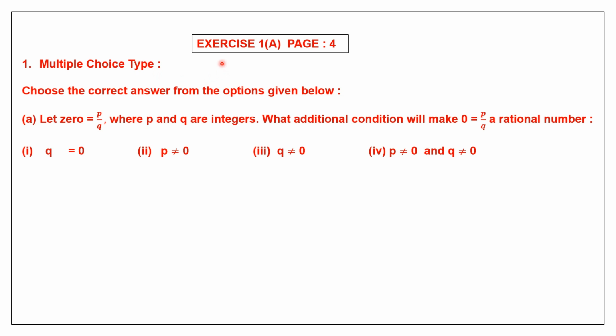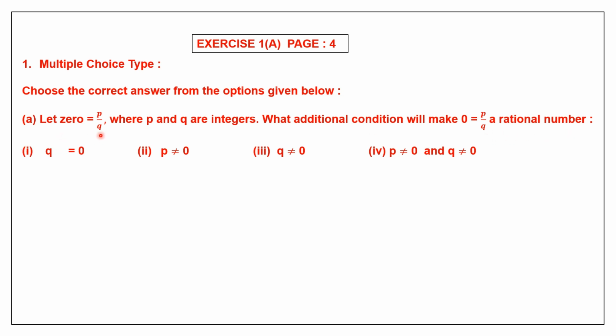So now let's begin the exercise 1A, which is found on page number 4. Question 1 is the multiple choice type. Choose the correct answer from the options given below. Question A. Let 0 be equal to p by q, where p and q are integers. Now, what additional condition will make 0 is equal to p by q a rational number?